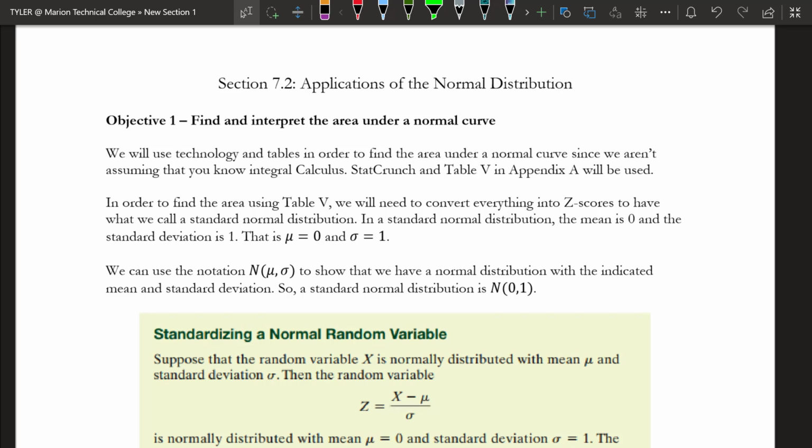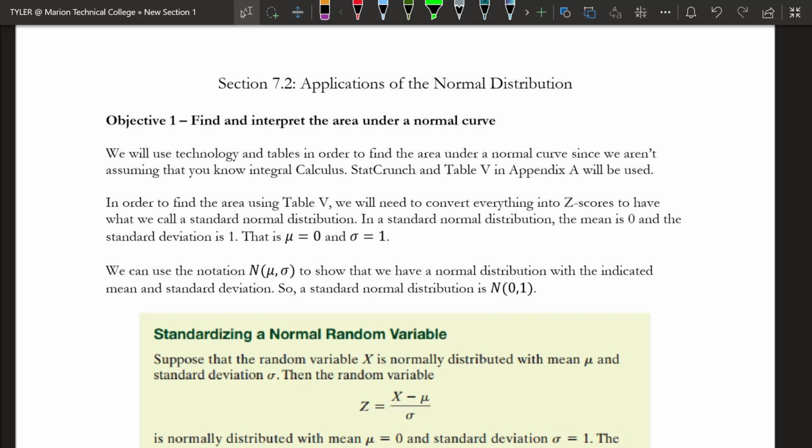If you recall, in the last section we looked at continuous random variables and the idea of a normal curve, a graph of a normal curve. We looked at some properties of a normal curve, and we also looked at interpreting the area under the curve as a probability, or a proportion of that population that fits in that category. We looked at that in section 7.1.